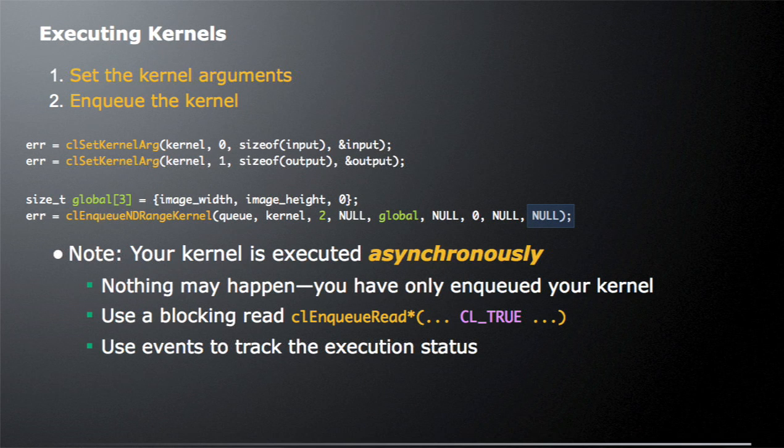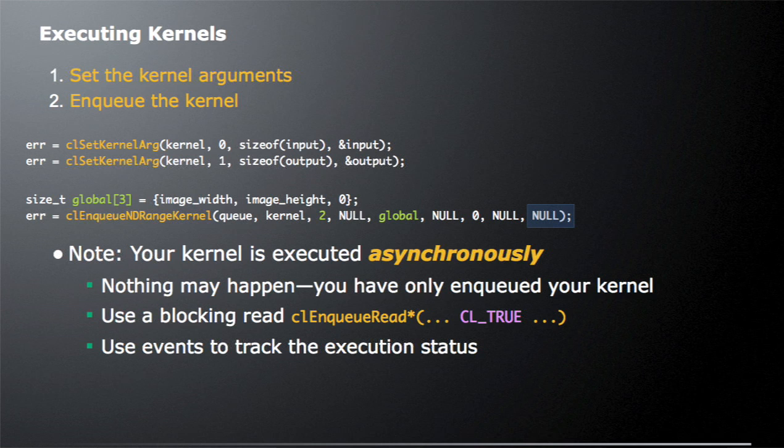To set the arguments, we're going to use the function called clSetKernelArg. In this case, the first argument is the kernel that we care about. The second argument is the index of the argument we want to set, then the size of that argument, and then the actual argument. So in the first case, we're saying take the kernel object named kernel, set the 0th argument with the size of input to the value input, and then we'll set the output the same way we did with the input, but instead we'll set the output.